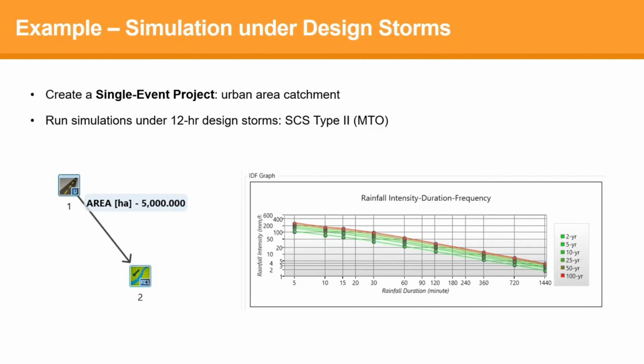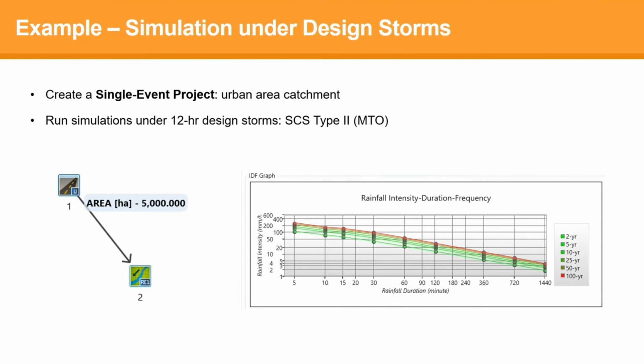So here is a very simple example that I created. First, it's a single event project, and it's just a very simple model. We have an urban area, and then we have a runoff, and this IDF, right? It's the one that I generated under a 12-hour design storm using the SCS type 2 design storm. All those things you can directly create in the VO, and I can show you after I finish the presentation.